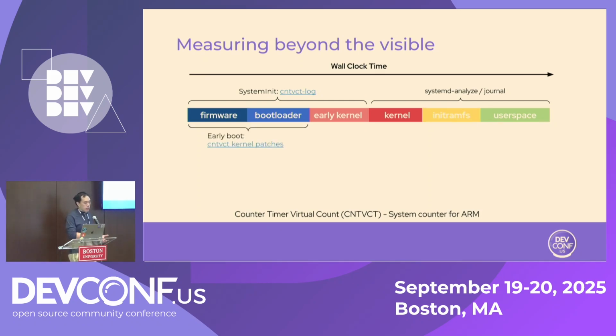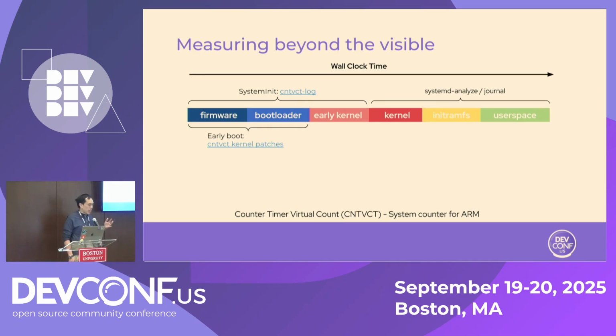To solve that, for what we call the firmware and bootloader, the early boot, Eric Shanaday made some out-of-tree kernel patches that specifically read that CNTVCT counter as soon as the kernel starts, so that we have a reference point. But the problem is they're out-of-tree, so it's a little more annoying to capture. So we usually prefer to use the first CNTVCT log as the first step, and if we need to figure out that pre-kernel time, the early kernel time, that's when we use it.